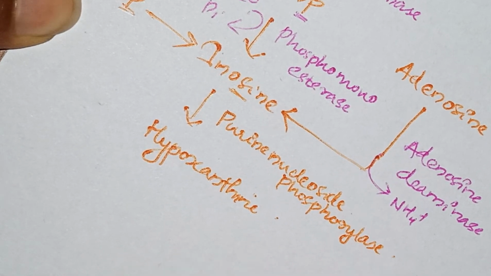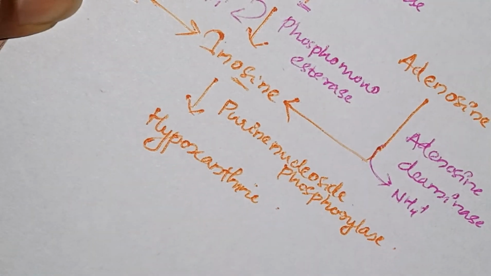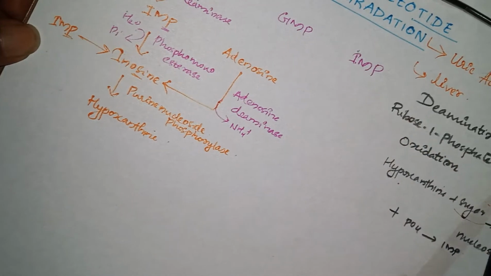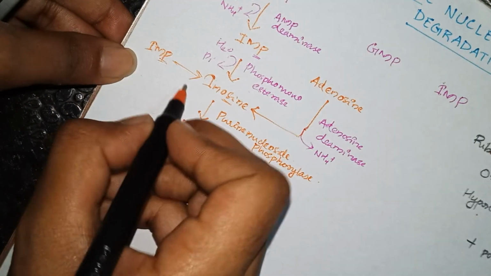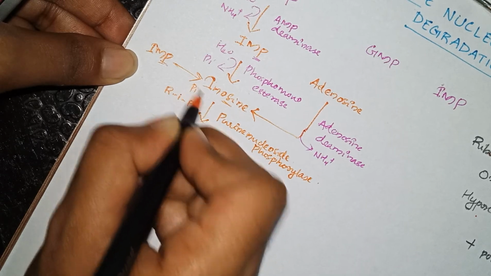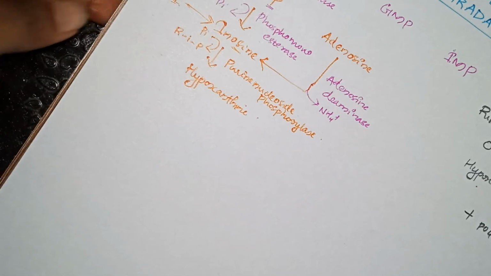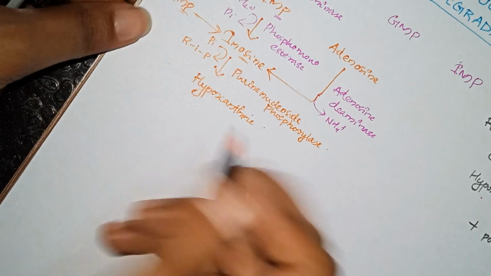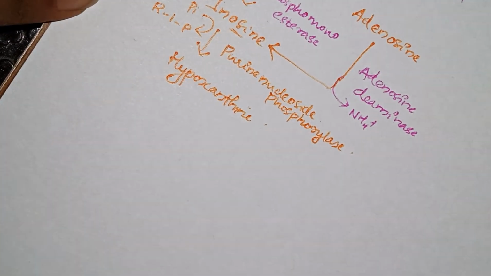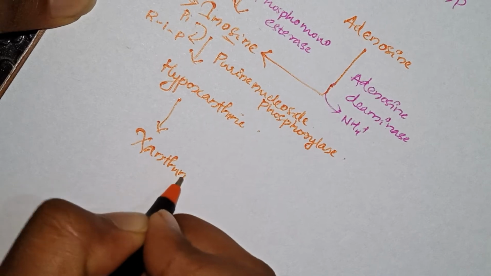So in this step we are removing ribose 1-phosphate. This ribose 1-phosphate has to be removed. Ribose 1-phosphate is removed. Clear? And again, it is followed by two successive oxidation steps. So hypoxanthine is converted into xanthine by the enzyme.